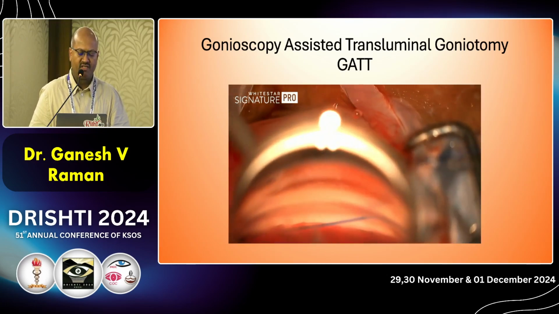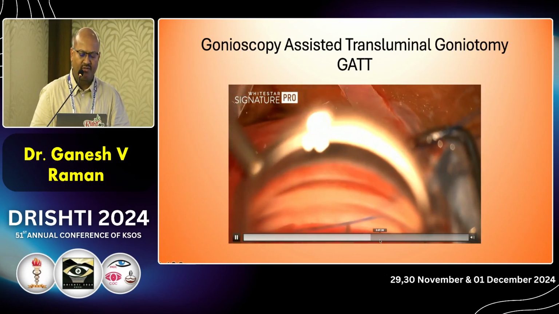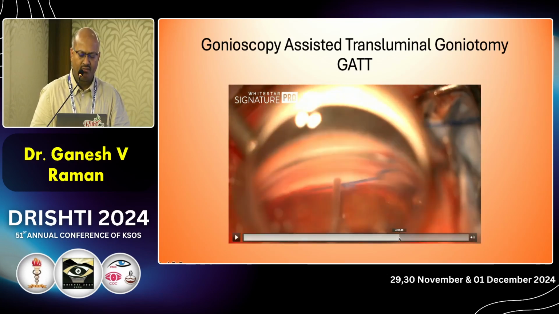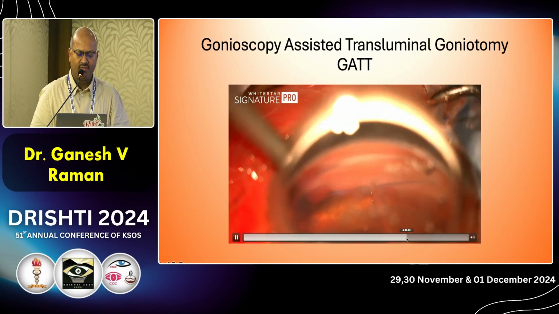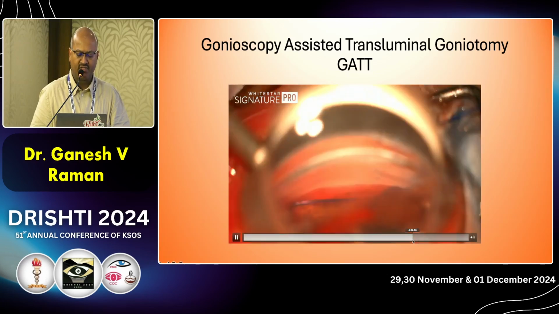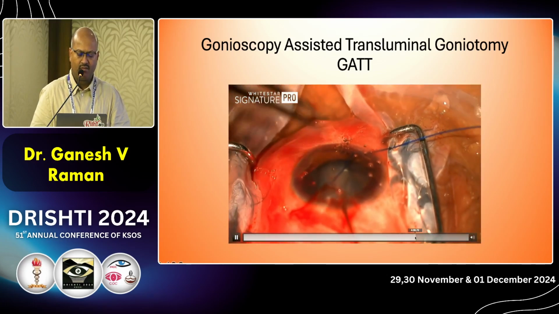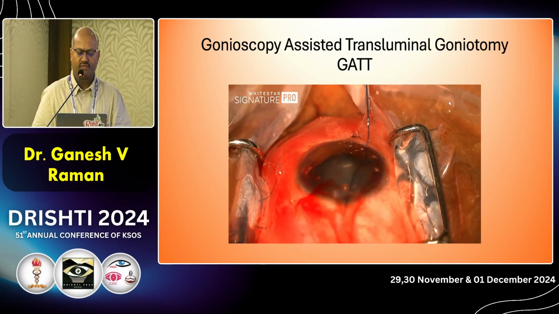Once the suture is seen on the opposite side, you catch hold of it and bring it out. You can see the suture in the Schlemm's canal. Bring it out and then do a trabeculotomy. You remove the gonial lens, grasp hold of it, and then you tear the trabecular meshwork.